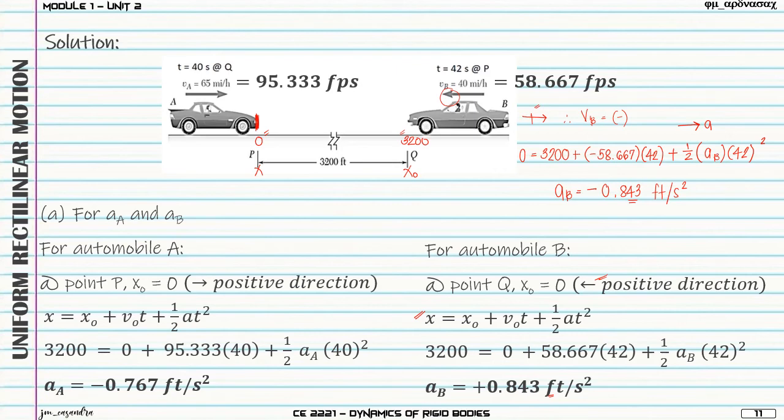So in this solution, the negative sign here would simply mean that the acceleration is moving in the negative direction, which is to the left. Okay? So same lang siya. Left to the left si 0.843 dito, to the left din siya. Okay? So that's for the first question, acceleration of A and B.